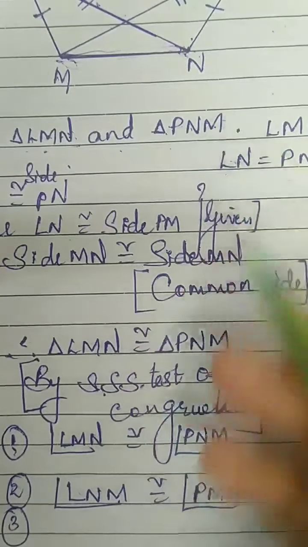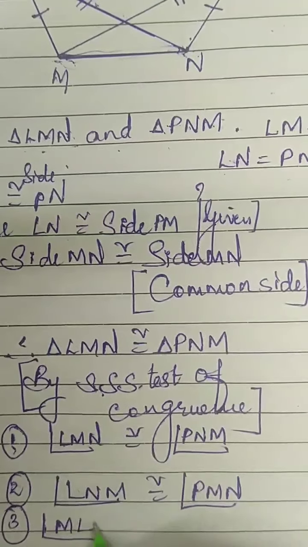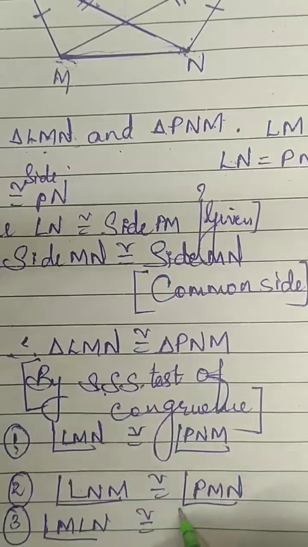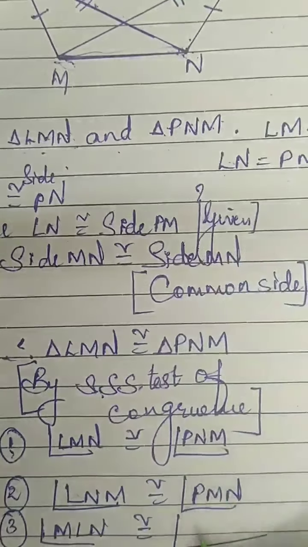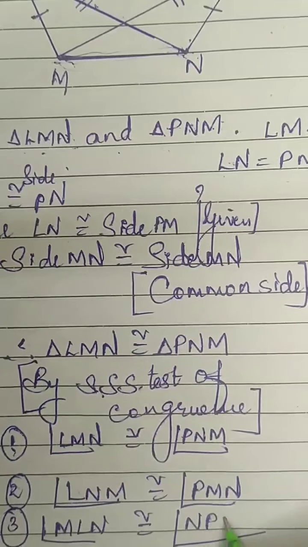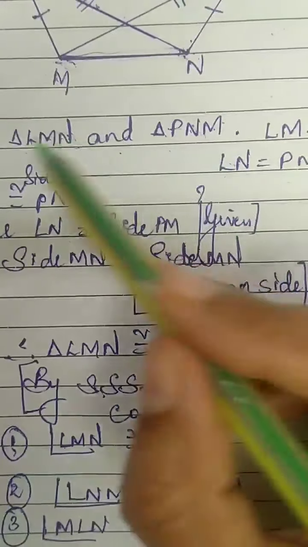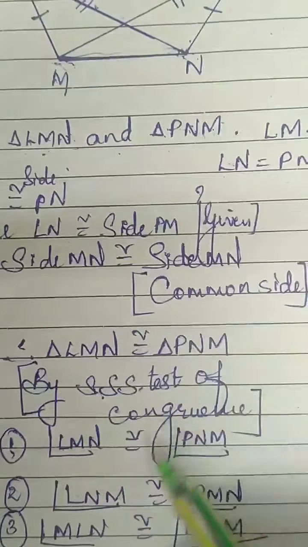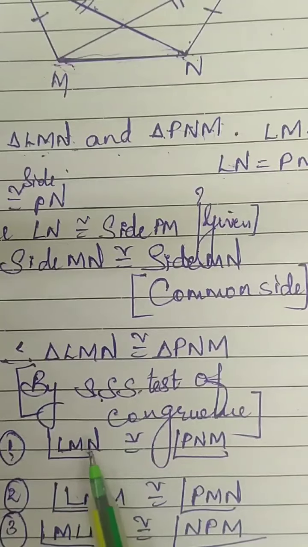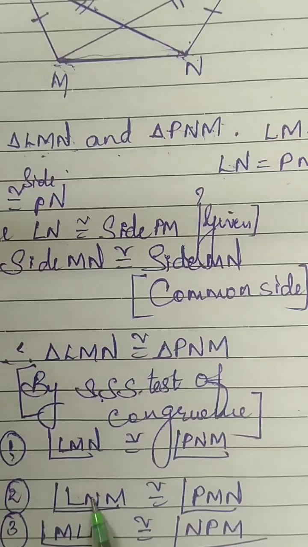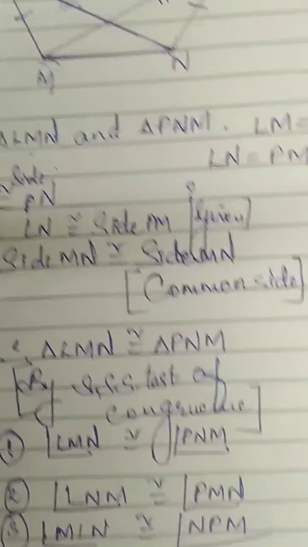So, I will name it as MLN, second, first, third. Okay? So, angle MLN congruent to angle NPM. So, by looking at the names of the triangles, this you should write correctly. Only then you will get the angles or the sides in the correct form. So, all the letters came in the center. So, these are the remaining congruent angles.